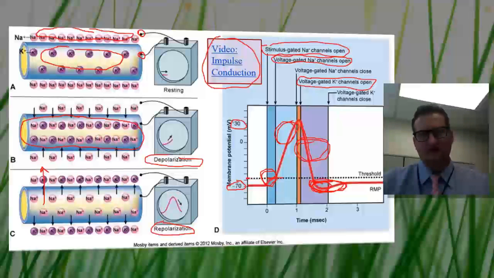So another term for an action potential is a nerve impulse, and an action potential again is this combined region here. This is a nerve impulse, and this is the electrical signal that's propagated down the axon of the neuron.